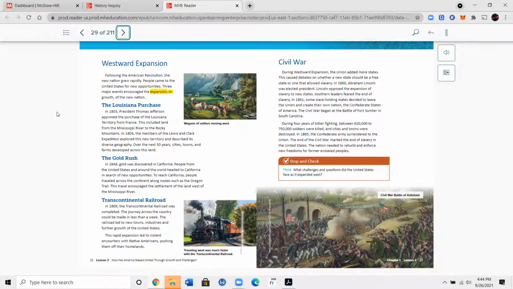Westward expansion. Following the American Revolution, the new nation grew rapidly. People came to the United States for new opportunities. Three major events encouraged the expansion or the growth of the new nation.